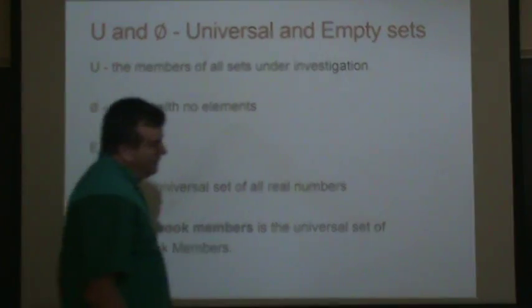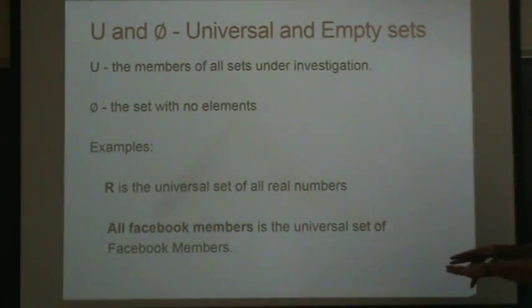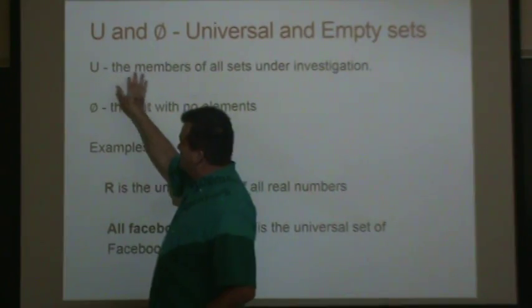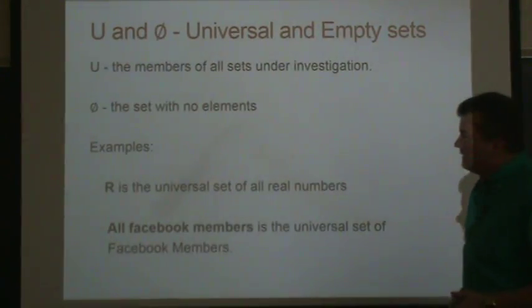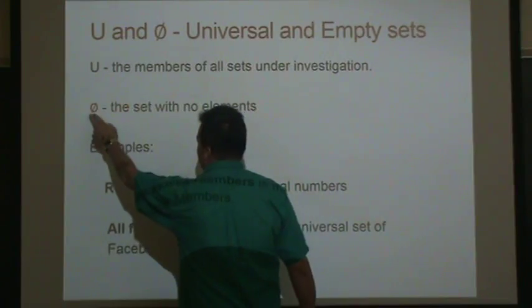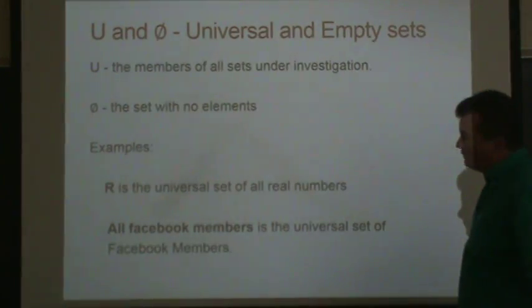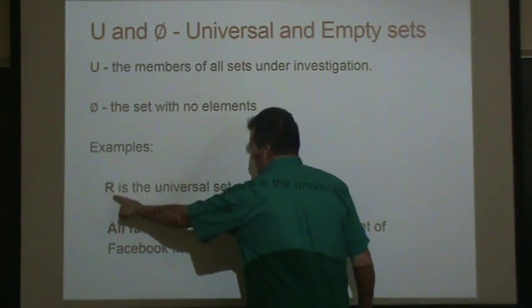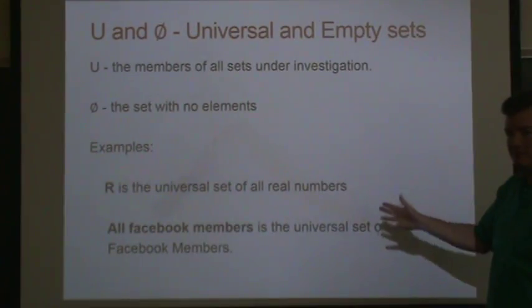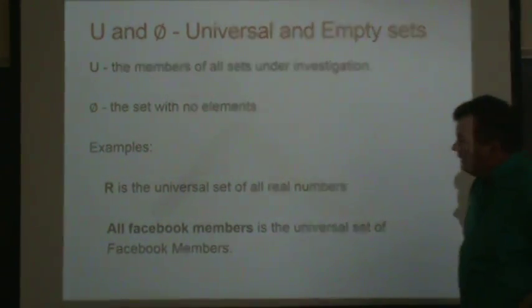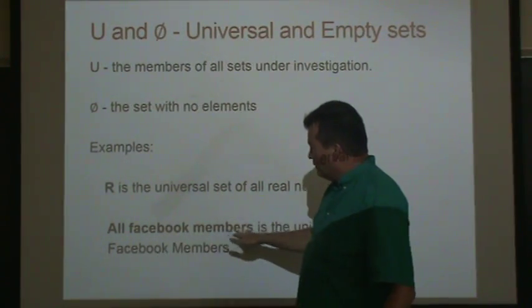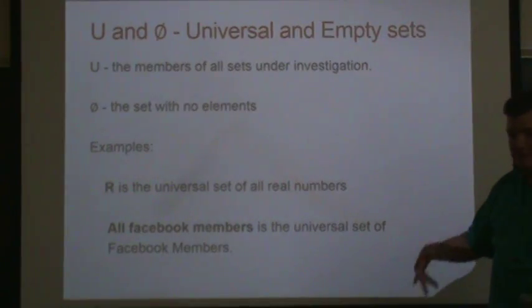Then, for every possible set of members, items that could be members or not members, there's a set called the universal set, which is the collection of all possible members. And there's also a special set called the empty set, which has no members. For example, R, all real numbers, is the universal set for all real numbers. That's every possible number. Another example could be all members of Facebook, as of today's date. All the people who are members of Facebook are the universal set for Facebook members.